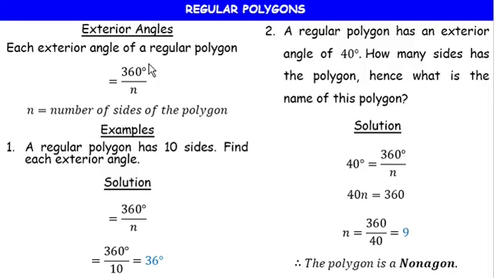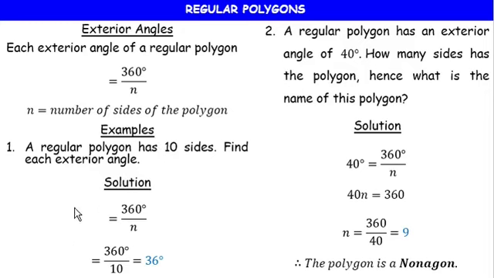Okay, let's now delve into the exterior angles of a regular polygon. So basically the sum of exterior angles of a polygon is 360 degrees, right? The sum of exterior angles of any polygon at all is 360 degrees. So take note of that point. If you want to find one exterior angle of a regular polygon, you divide the 360 by n, where n is the number of sides of the polygon.